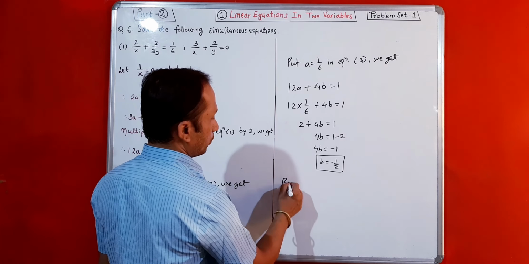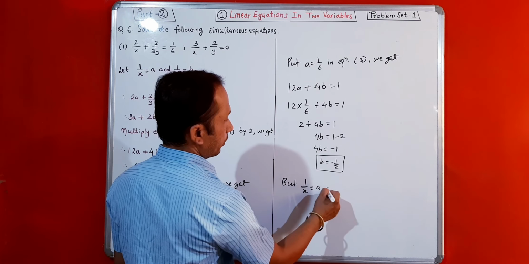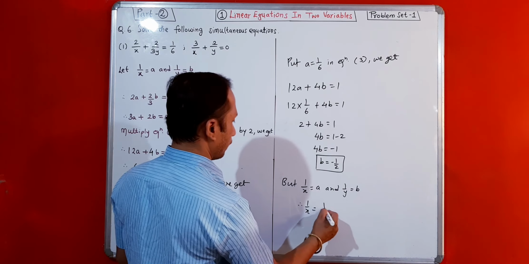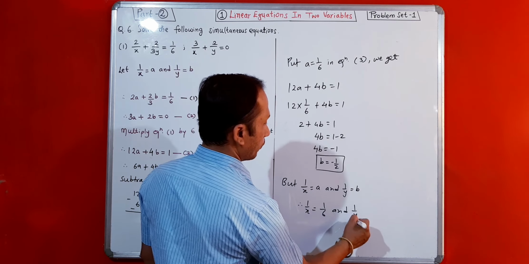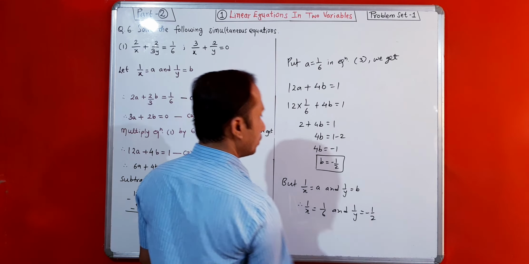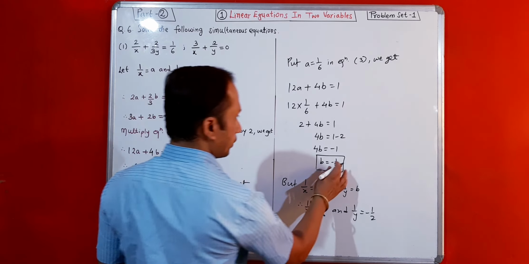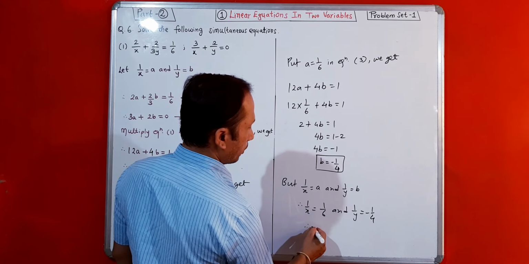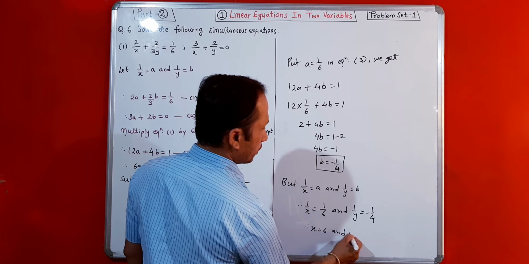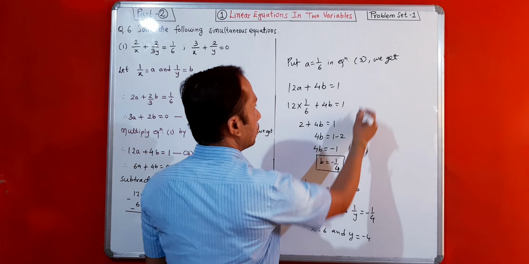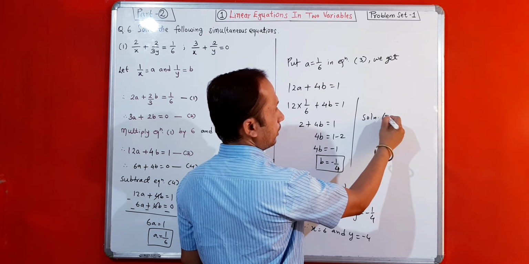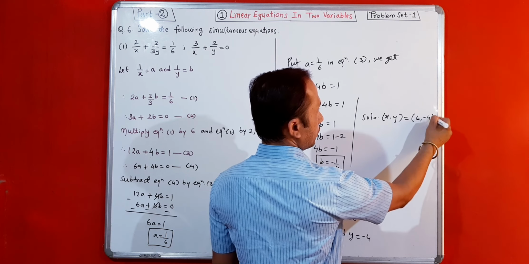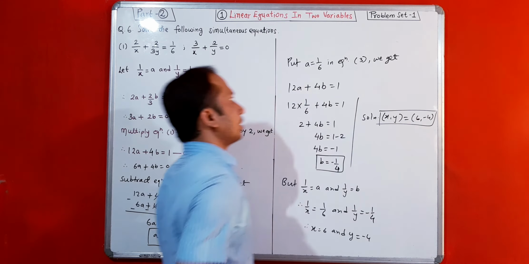But we know that 1 upon x is equal to a and 1 upon y is equal to b. Therefore 1 upon x is equal to 1 upon 6 and 1 upon y is equal to minus 1 upon 4, sorry, it is 1 upon 4. Therefore x is equal to 6 and y is equal to minus 4. So the solution will be changed. Your solution will be x comma y is equal to 6 comma minus 4. So this is the final solution, and sorry for the changes.